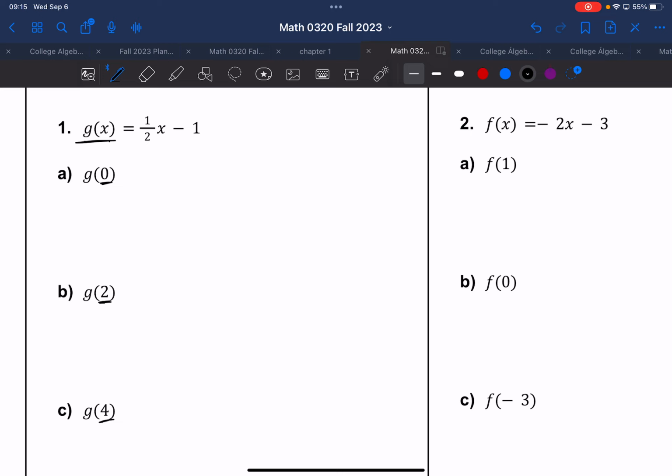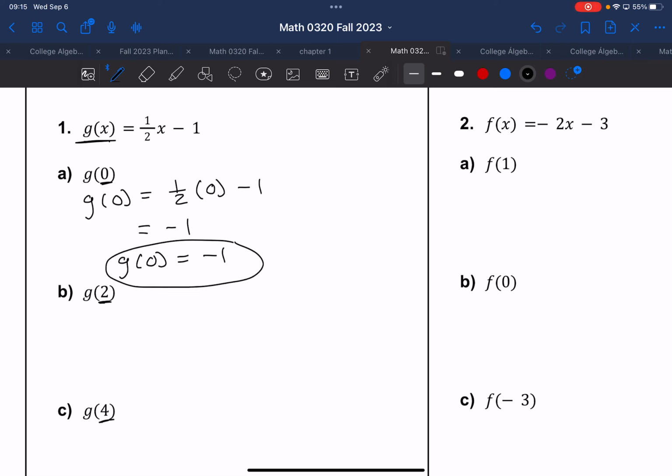Okay. So first one, g of 0. So g of 0 is equal to 1/2 times 0 minus 1. So we're going to solve that. 1/2 times 0 is 0. 0 minus 1, negative 1. So that means g of 0 is equal to negative 1. How could I write that as a point? Close, not negative 1, 0, because remember 0, negative 1, because this is my x, this is my y.